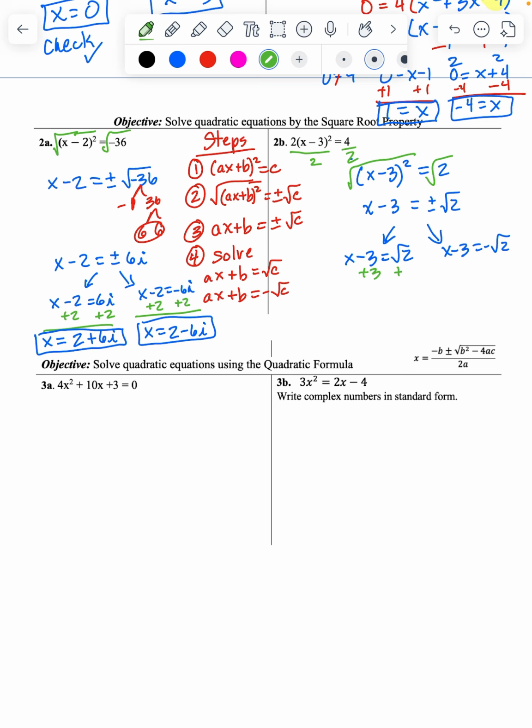Add 3 to both sides. Here, again, we don't have any like terms. It is possible that you will get some like terms sometimes in some of the problems.